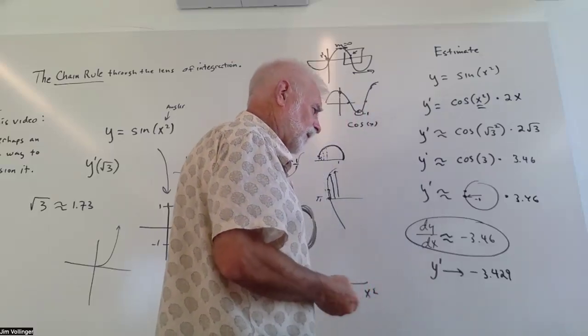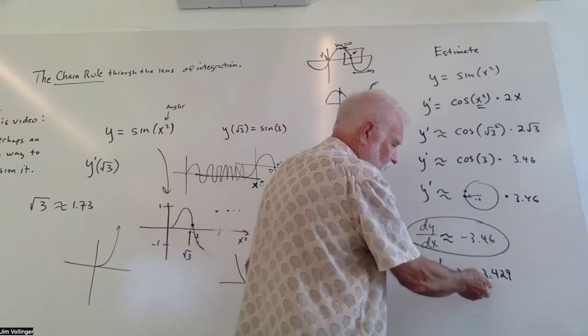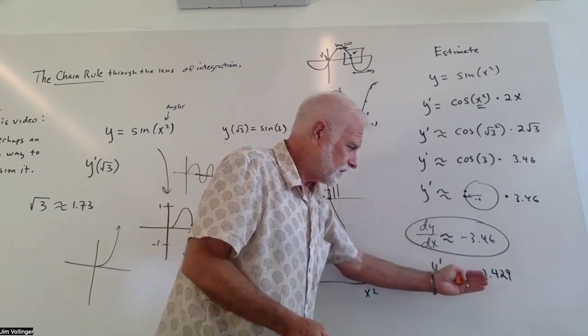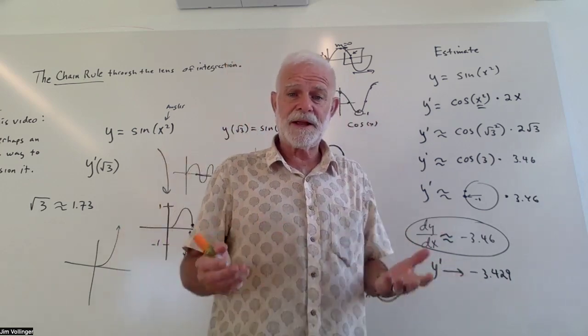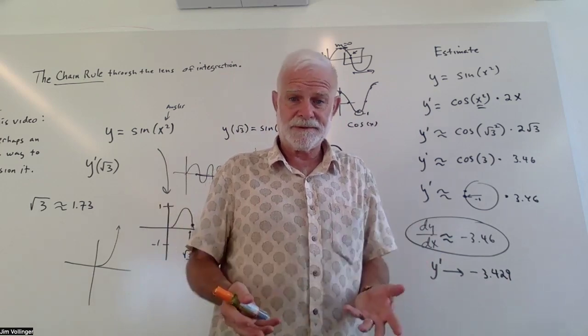And what was y prime when I put it into the calculator? It turned out to be -3.429. So I did this without the calculator. Here's the answer with the calculator. And I did that because I think to understand math, you've got to have a feel for numbers. You've got to play with numbers.